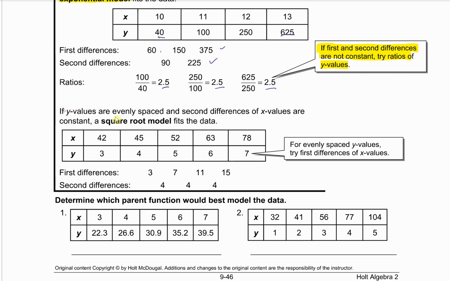Now, this is the new thing. If the y values are evenly spaced, I should say, and the second differences of the x values are constant, you got a square root model. So notice here that the y's are going up by 1 each time. So I'm going to look at the differences in my x values. And if I find those second differences, I find that they are all 4. So this is probably a square root model.